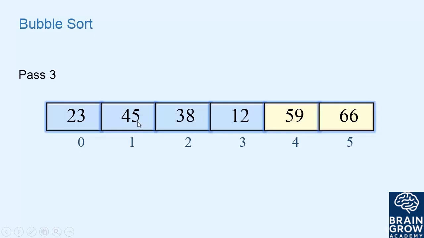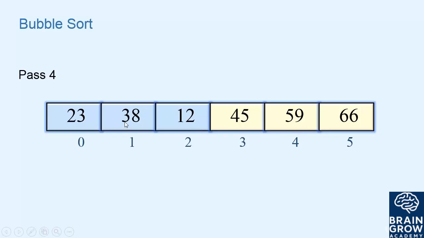A0, A1 are compared, no need of swapping. This and this are compared, we need to swap, so we'll swap. A2 and A3 are compared, we need to swap, so we'll swap them. Now at the end of pass 3, the third largest element has come down at this place and this much portion has become sorted. Now in pass 4, A0, A1 are compared, no need of swapping, A1 and A2 are compared.